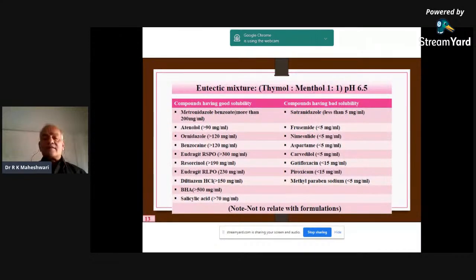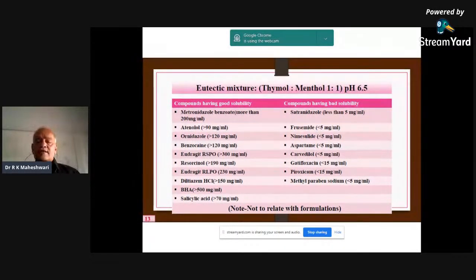Yes, and now you see here this eutectic liquid, menthol thymol 1:1, has a pH of 6.5, just for information, nearly neutral. Now if you see the left-hand column, compounds having good solubility: metronidazole benzoate, atenolol, ardanazole, benzocaine, etc. For all these compounds, this eutectic liquid is a good solvent. And for the right-hand side column, cetronidazole, furosemide, aspartame, etc., it is a poor solvent.